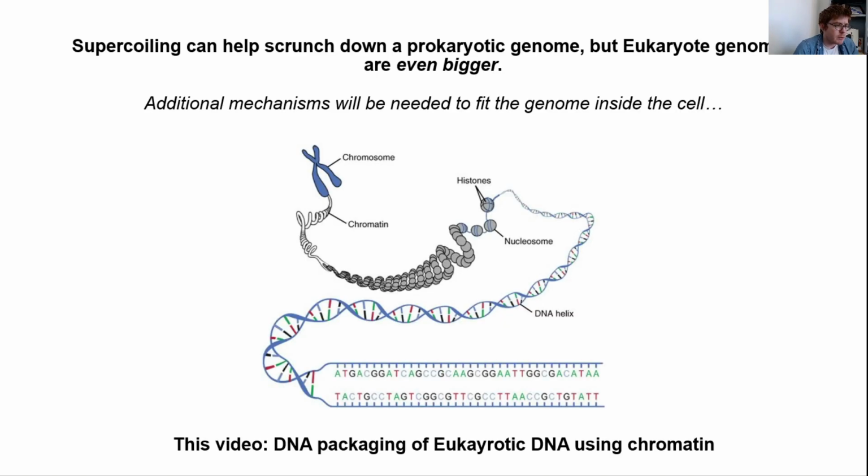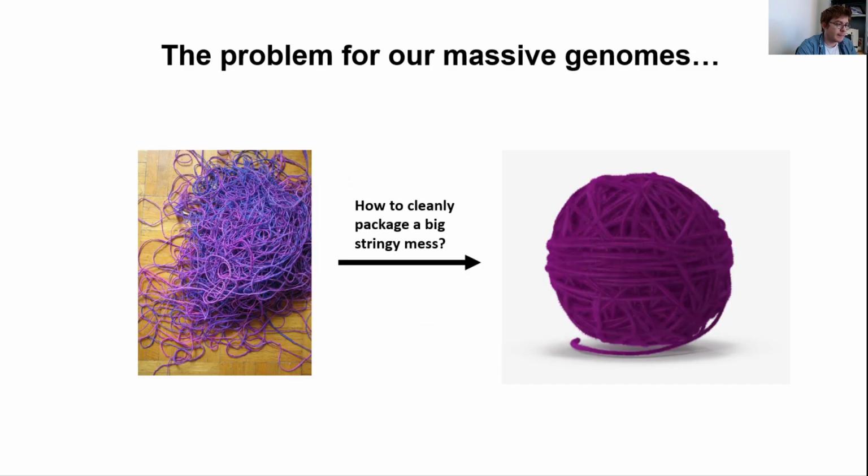And we ended that video by talking about how supercoiling can help scrunch down, say, a prokaryotic genome, but eukaryotic genomes are even larger, and so we need additional mechanisms to fit the genome inside the cell. And in this video, we're going to talk about how eukaryotic genomes are packaged using proteins to form chromatin and ultimately chromosome structures. And so the problem for our massive genomes is like all this DNA could be like a huge, big ball of yarn or something like that. That's a big mess. And what we want to be able to do is not have it all tangled up everywhere, but instead have it neatly organized into a structure that's nice and compact and ordered.